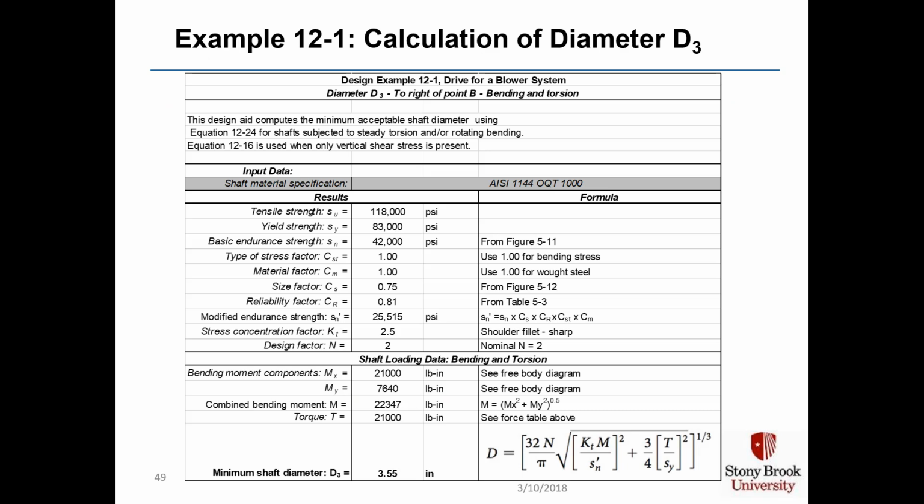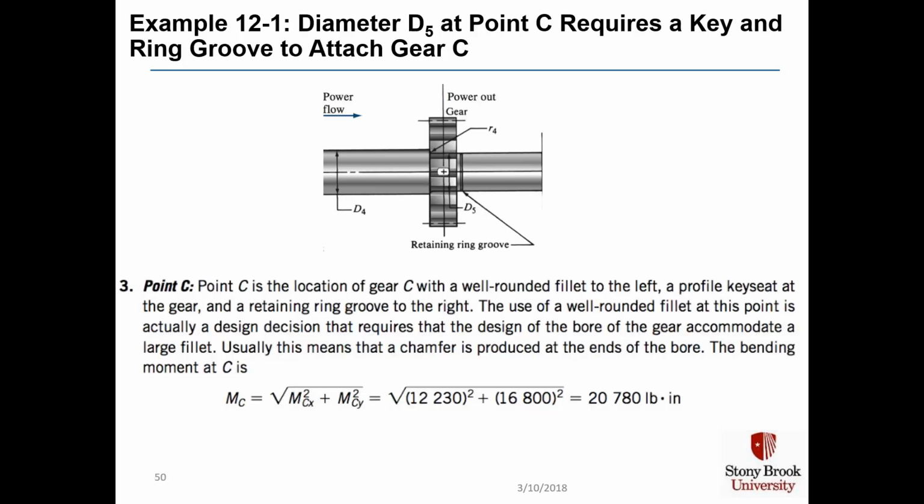Shown here is the calculation for diameter D3, depending on the same moments and torques as what we use for D2. But now we get the larger value for D3. The diameter D5 at point C requires a key and a ring groove to attach gear C. Now point C is that location.